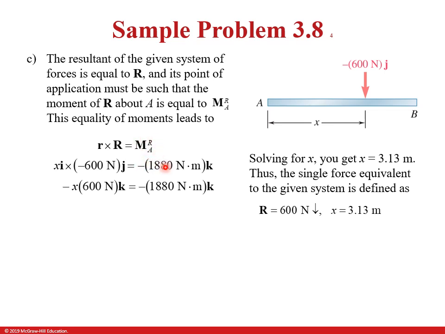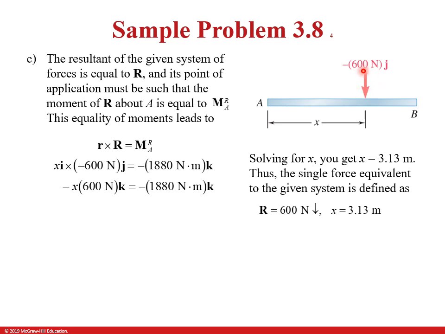It's minus 1880 Newton meter k. What we're saying here is we have this resultant force. We don't know the distance it needs to be applied at to get that equivalent moment. So this is the equation we're setting up, right? x in the i direction, cross product with the minus 600 Newton j, gives us this moment. So you do the math, and you just wind up seeing that x is 3.13 meters.